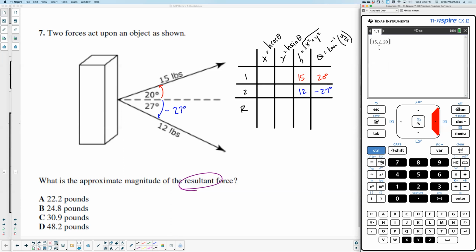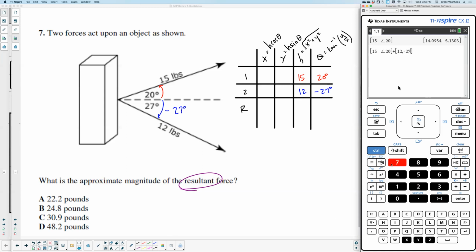Okay, if you wanted to fill in the X and Y here, you could press enter. Honestly, you don't have to. What you can do is just add this one, because that's what a resultant is. It adds up these vectors. So I'm going to add the second vector. So I'm going to do another vector. And this time I'm going to do 12, comma, negative 27.